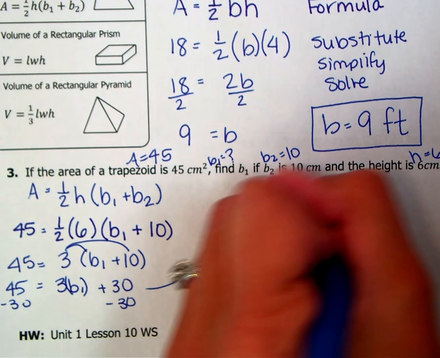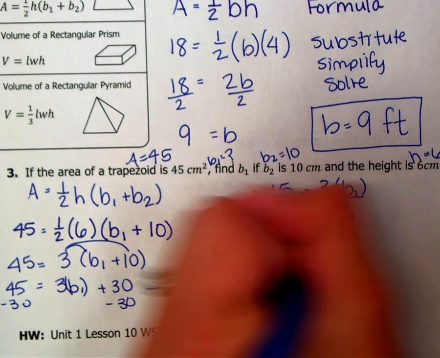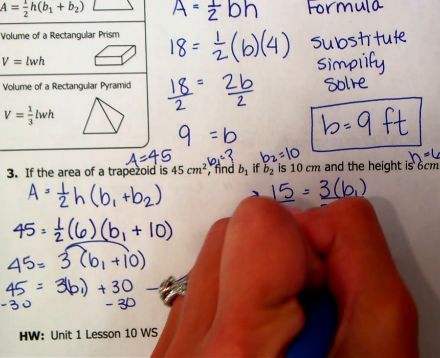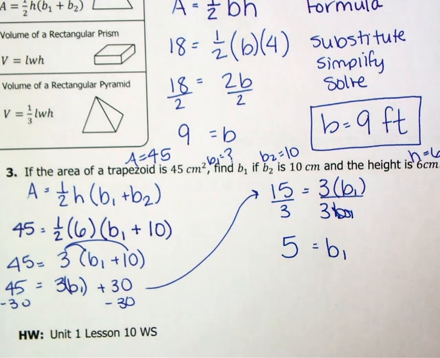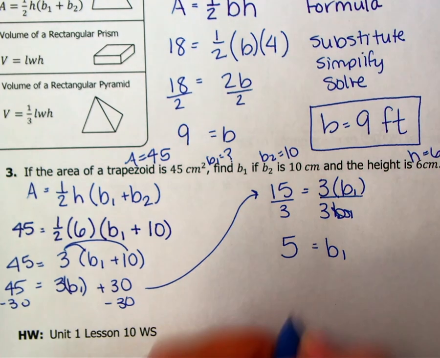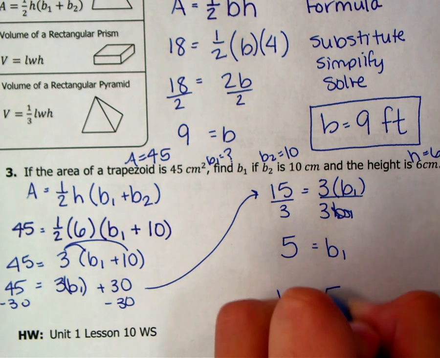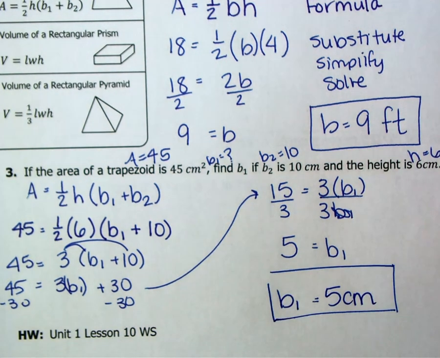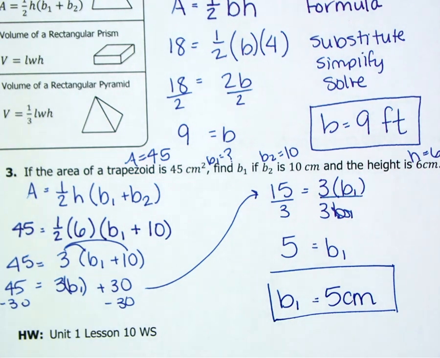How would I get B1 by itself? Divide both sides by 3. So B1 equals 5. So what would my actual answer be? 5 centimeters. So make sure you got those units in there.